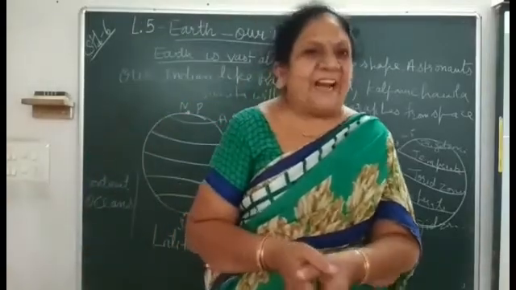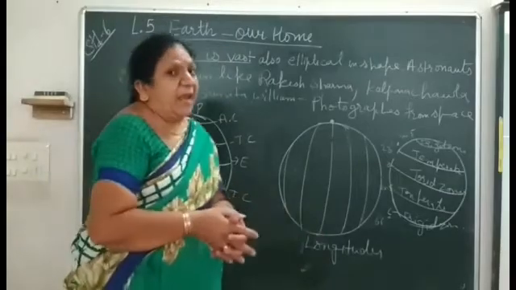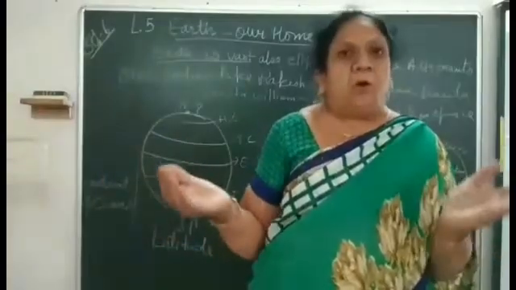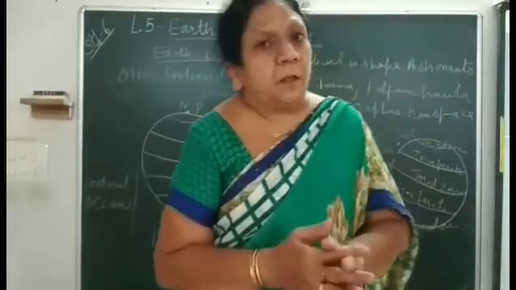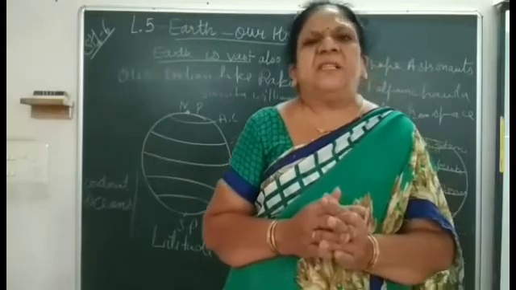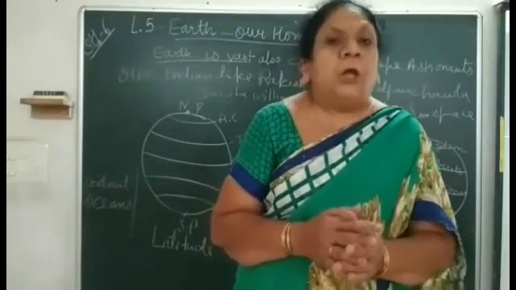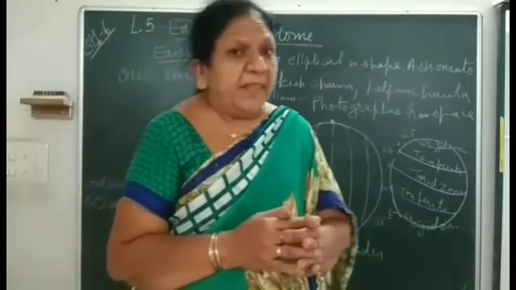Children of Standard 6, today we are going to see lesson 5. Earth is not round but it is elliptical in shape. Generally we say round, but it is elliptical in shape. This was a proof given by the astronauts.